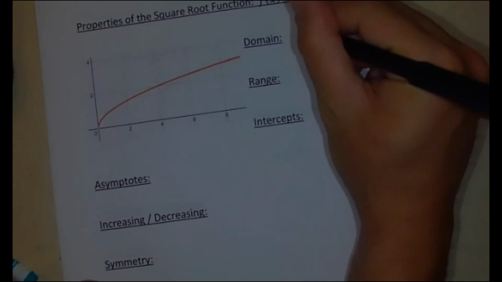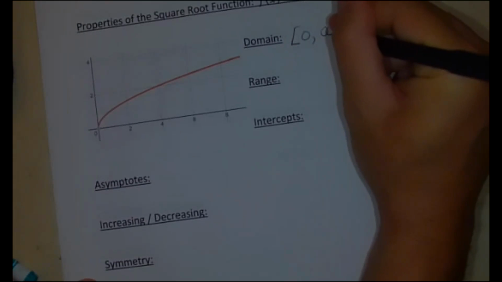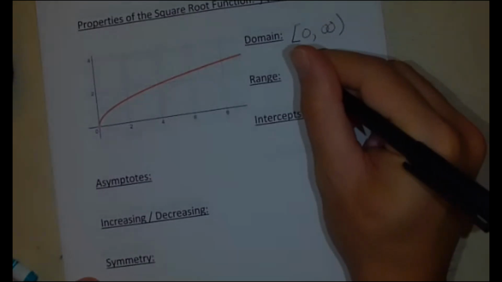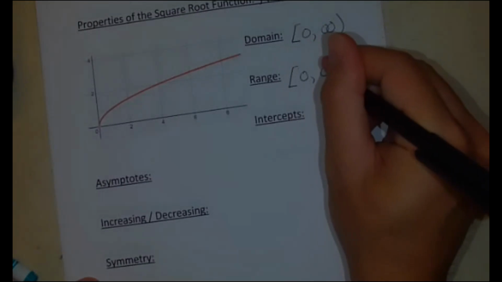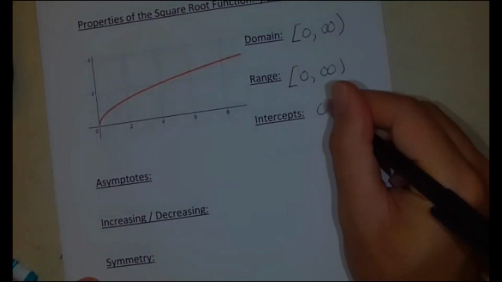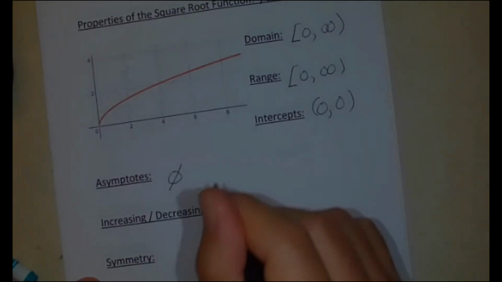The domain of this includes 0. I am allowed to take the square root of 0. In fact, I'm good at it. It's just 0. My range, therefore, does include 0 and goes up to infinity. My intercepts seem pretty normal here. It doesn't have any asymptotes.